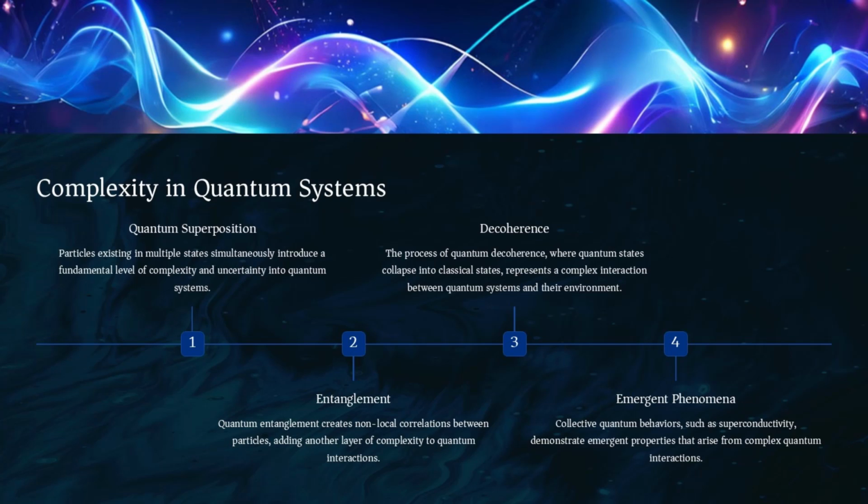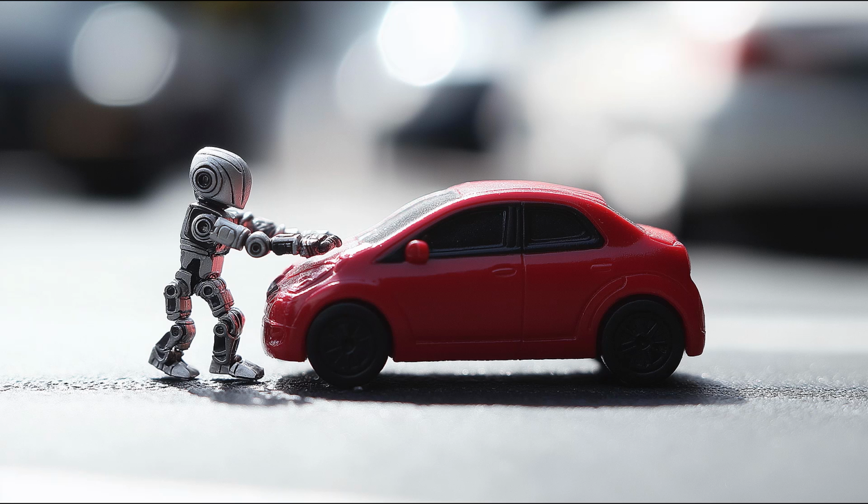Quantum systems exhibit complexity through phenomena like superposition, entanglement, and decoherence. Particles can exist in multiple states simultaneously, introducing uncertainty. Entanglement creates non-local correlations between particles, adding to the complexity of quantum interactions. These emergent phenomena, such as superconductivity, arise from complex quantum behaviours.